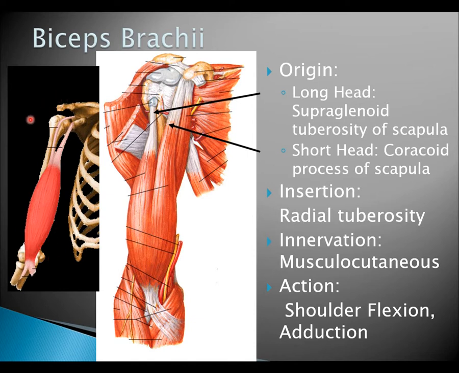In the shoulder, the bicep brachii, again, is positioned on the anterior side of the body, so it will primarily help with shoulder flexion. If the shoulder is out in abduction, specifically the short head will help pull it in toward adduction. And the musculocutaneous nerve is the nerve that innervates the bicep brachii.